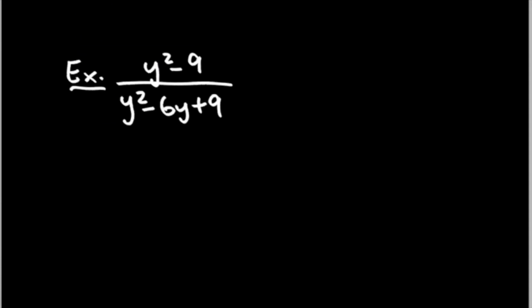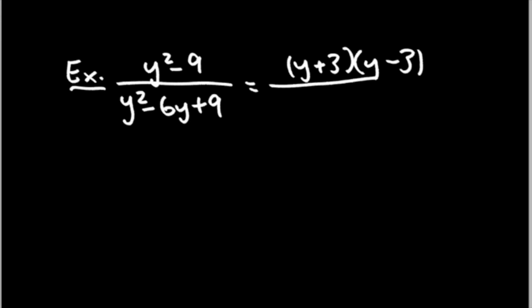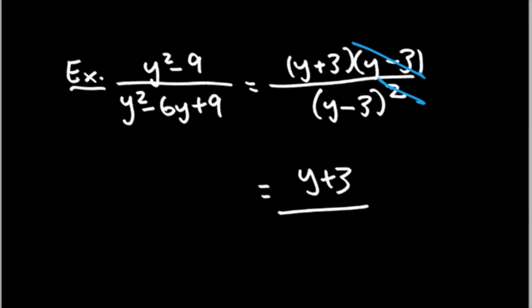Alright, moving on. Let's look at this. These are literally the things we just worked with up there, but with y's instead of x's. So this is going to be y plus 3 times y minus 3, all divided by y minus 3 quantity squared. What can divide out? We have a factor of y minus 3 in the numerator, and two factors of y minus 3 in the denominator, so we can divide one of those out each, and what we have left is y plus 3 divided by y minus 3, and that's it. We can't cancel anything else out.